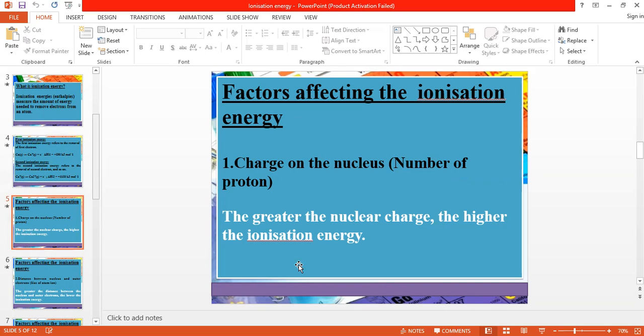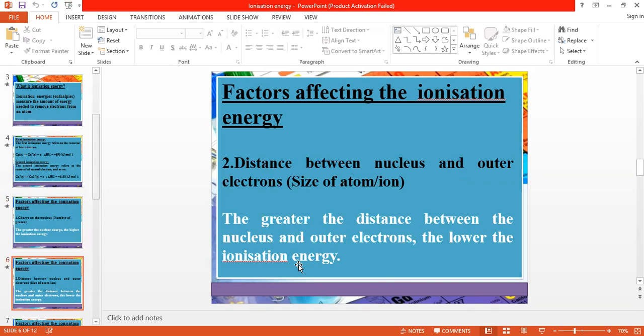Clear now? This point: if more charge, here plus 1, here plus 2, the ionization energy will become greater. Number 2, the distance between the nucleus and the outer electron, or you can say the size of an atom or ion. The greater the distance between the nucleus and the outer electron, the lower the ionization energy. Why the lower ionization energy?